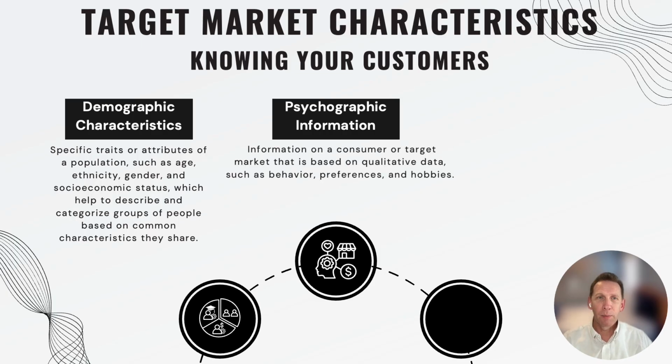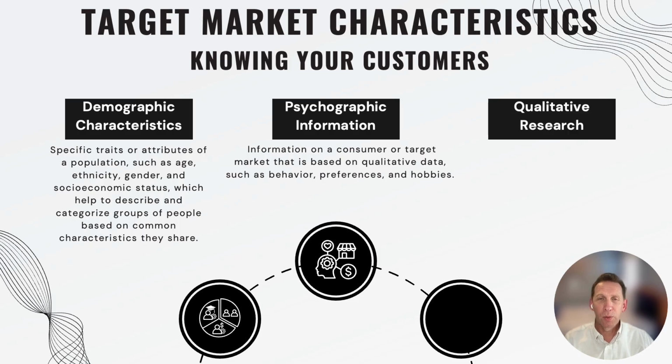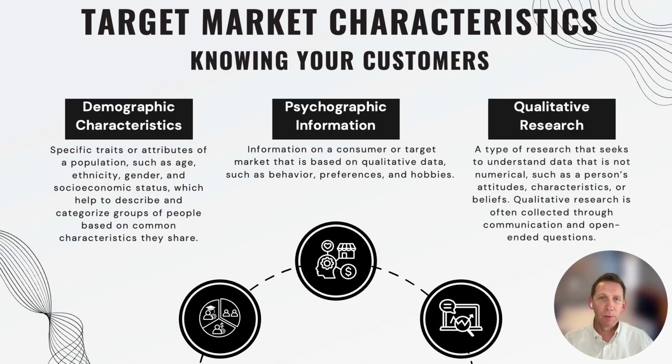Psychographic information is the information on a consumer or a target market that is based on qualitative data such as behavior, preferences, and hobbies. In all of this, you have to do qualitative research. It is a type of research that seeks to understand data that is not just numerical, such as a person's attitudes, characteristics, or beliefs. Qualitative research is often collected through communication and open-ended questions.